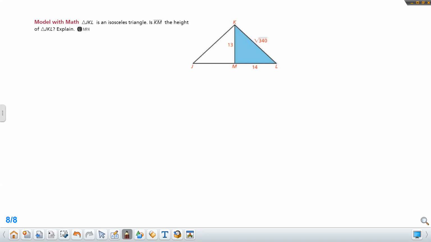So how to check whether KM is a height or not? You must check whether this angle is right or not. How to check this angle? Using, yes, good, the Pythagorean theorem. How to use the Pythagorean theorem? I think you know well. First, take the greatest side. What's the greatest side here? Square root of 340. So, first, square root of 340 whole power 2. Ask yourself, equal or not?